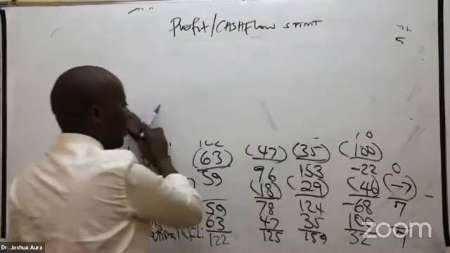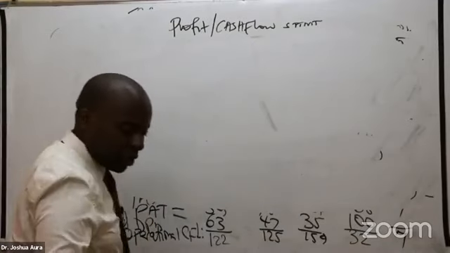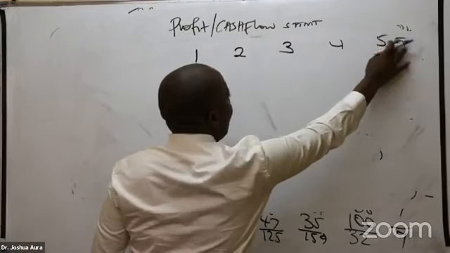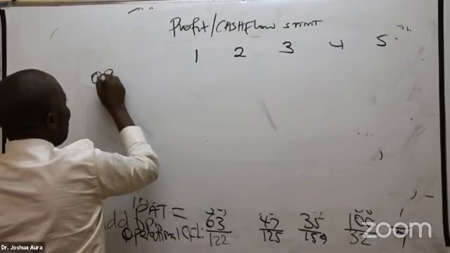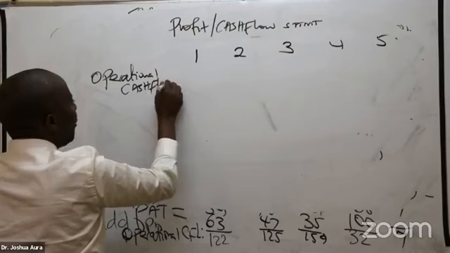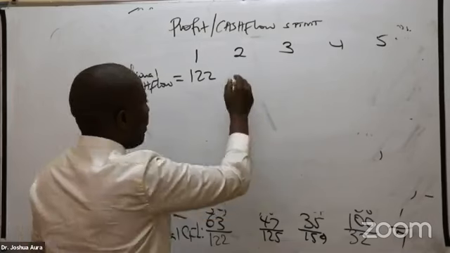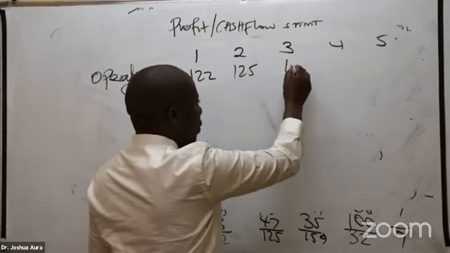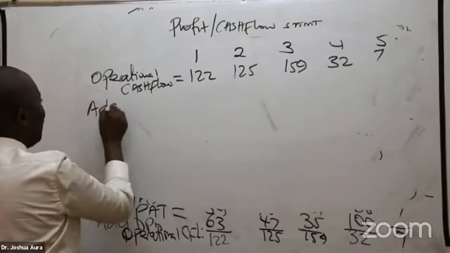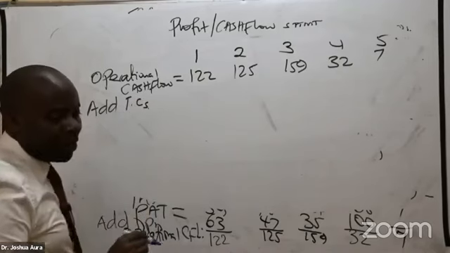Now, ladies and gentlemen, if I could just summarize this, we have year 1, year 2, year 3, year 4, year 5. So we have our operational cash flows. Year number 1, we have 122, we have 125, we have 159, we have 32, we have 7. So we'll come and add what we call the terminal cash flows.